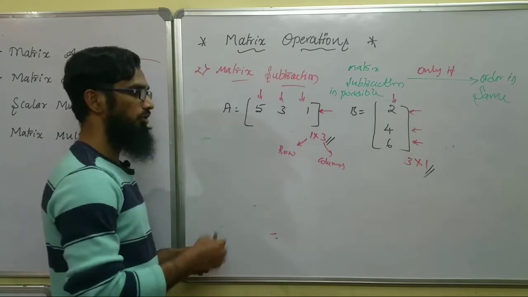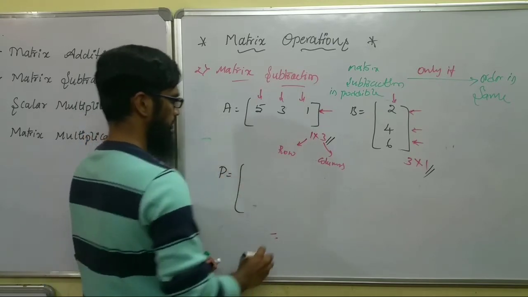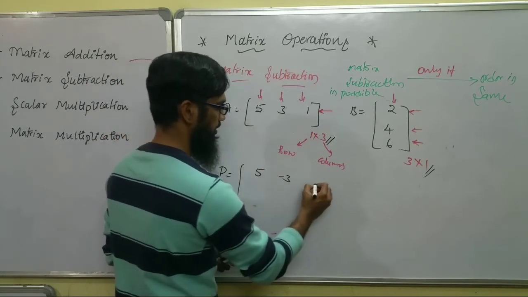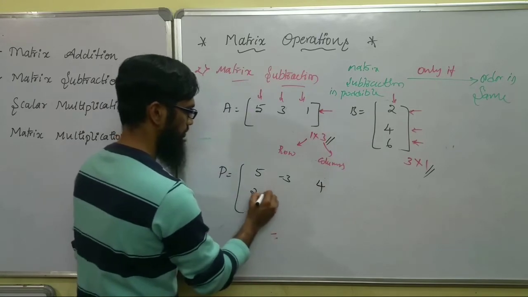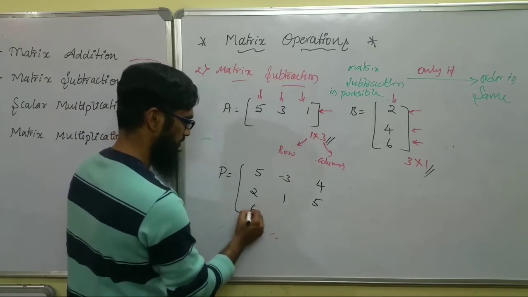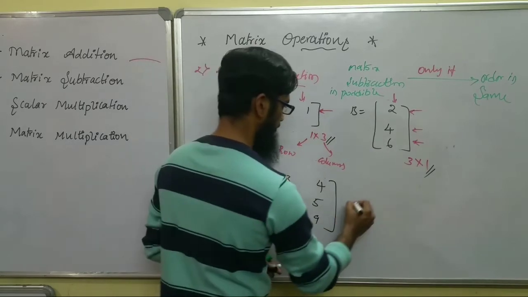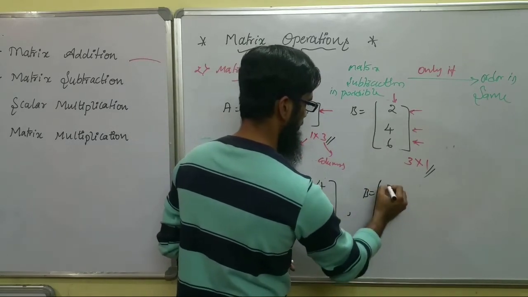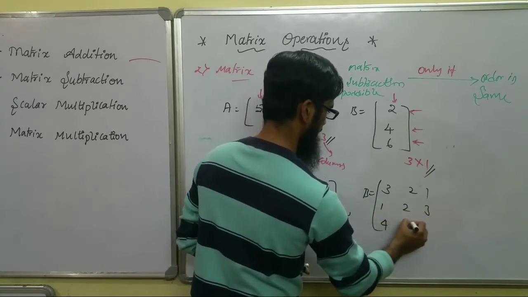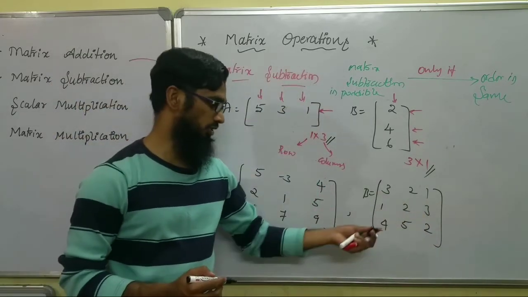Okay, now we'll go for one more matrix. I'll take the matrix P is equal to 5 3 minus 3 and plus 4, 2 1 5, and 7 6 7 9. I'll take matrix B is equal to 3 2 1 1 2 3 4 5 2. Okay, if suppose I take these as a 2 cross 2 matrix, matrix B here.